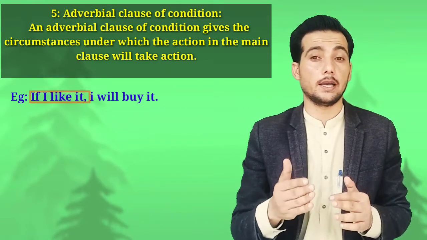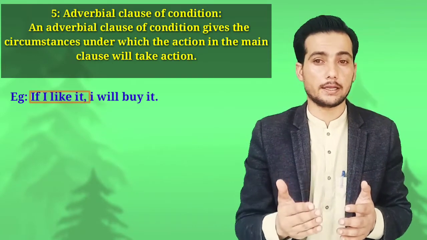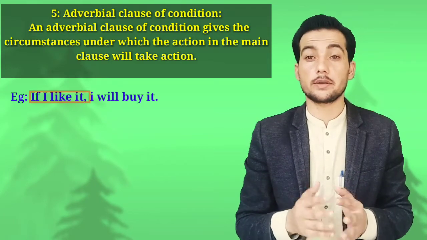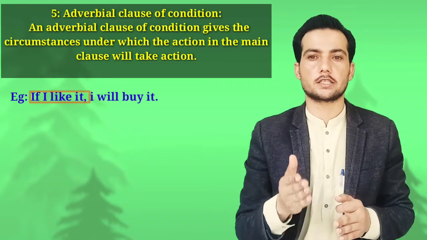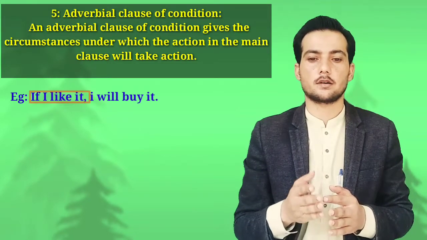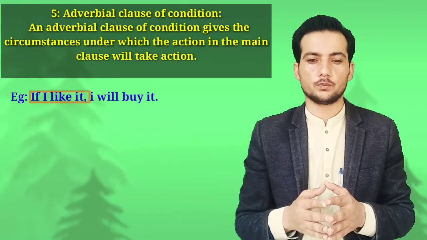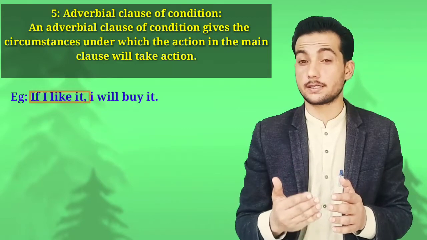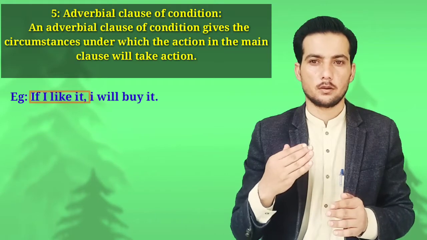That is, "if I like it." When will I buy it? If I like it. In this condition, if I like it, then I'll buy it, otherwise not. That is why it starts with a subordinating conjunction, that is "if," and it consists of a subject, that is "I," and the verb "like." It is a group of words that provides a condition, so it is an adverbial clause of condition.